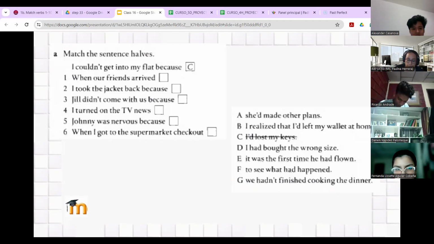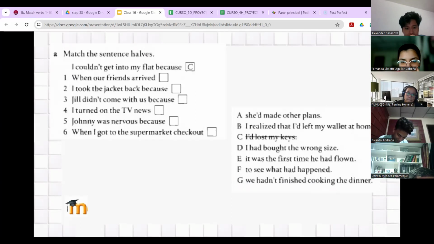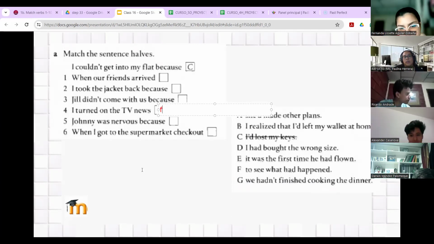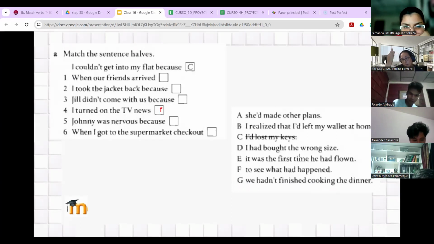Okay, Alexander, tell me. Number 4, I turned on the TV news to see what had happened. Exactly, that will be letter F. Okay, I turned on the TV news to see what had happened. It happened before I turned on the TV.